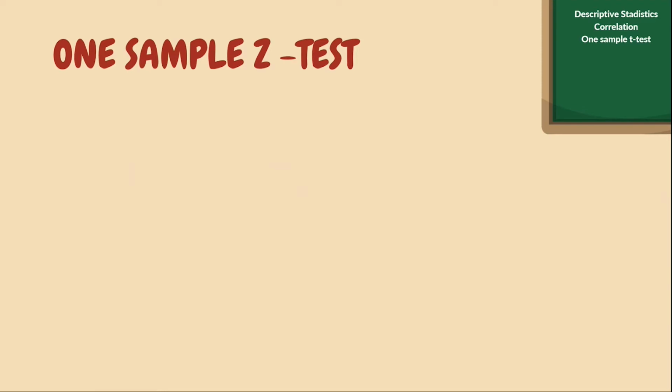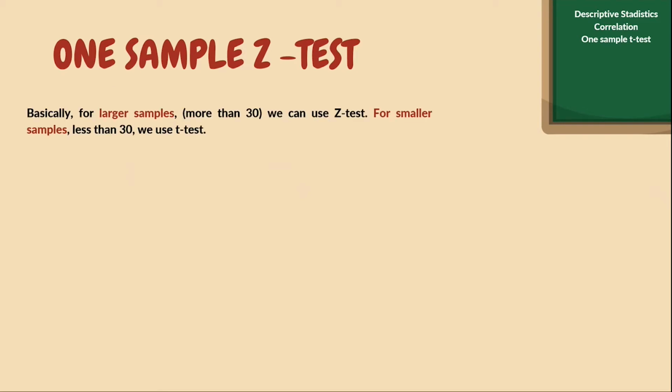Now, one sample z-test. So we also have the z-test for proportion and for mean. How to know when to use z-test or t-test? Basically, for larger samples, more than 30, we use the z-test. For smaller samples, less than 30, we use the t-test, and both can be used for means and for proportions.